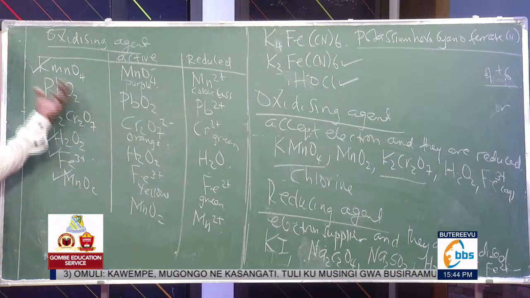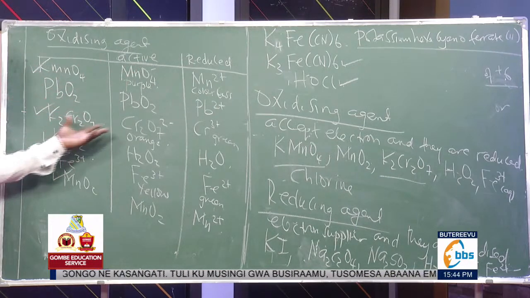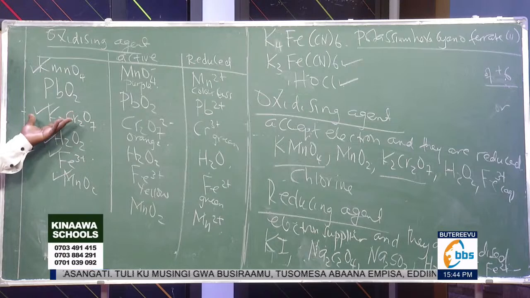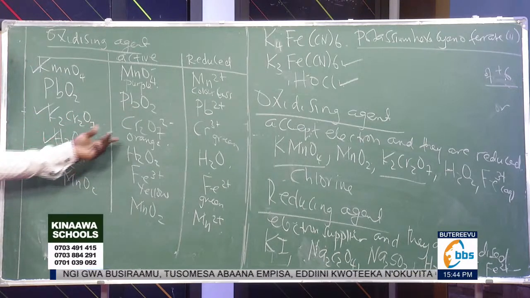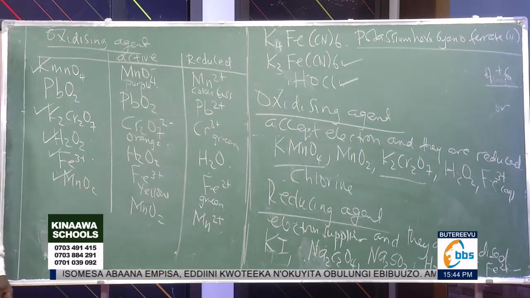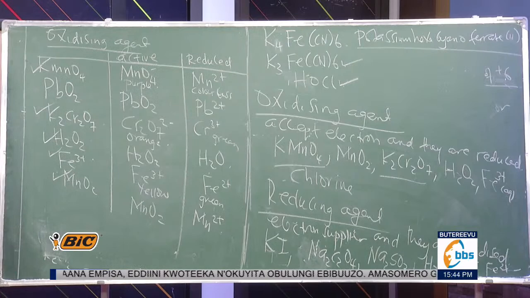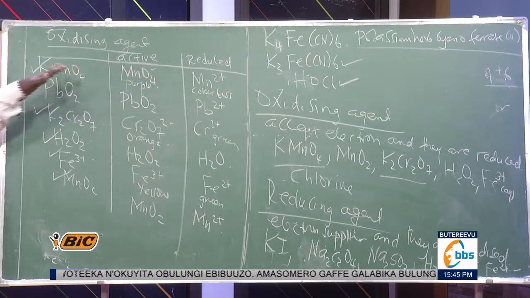Which active species do we have in the potassium manganate? It is the manganate. What about potassium dichromate? We have the dichromate. Peroxide, iron 3, we have iron 3. Manganese oxide. Now let us write half equations for these reactions.